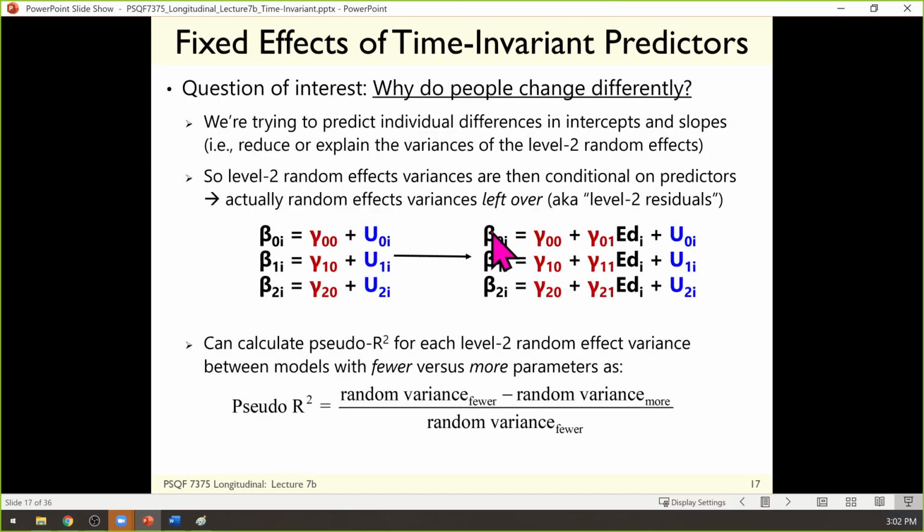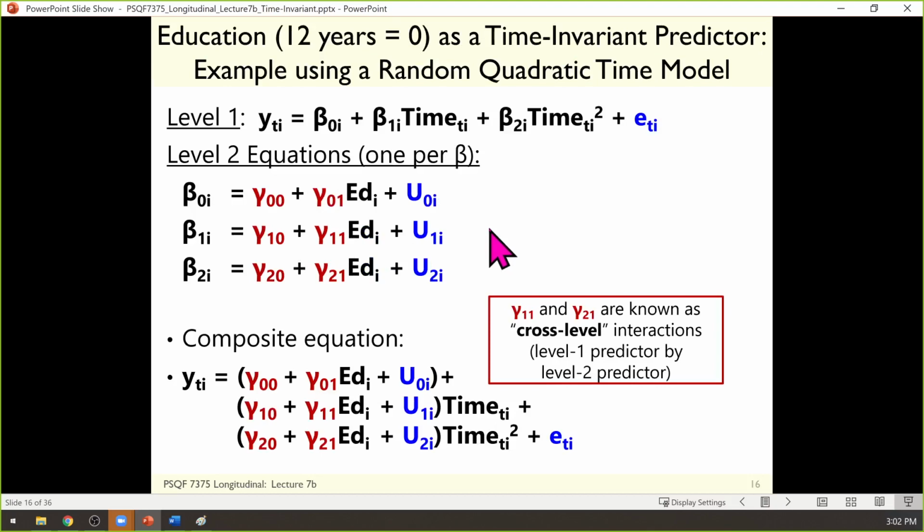Let me back up here. Yeah, here's the combined equation. This is slide 16. Yeah, if there's no random slope, then all of these fixed effects, the only one that's left is E. So cross-level interactions, if the level 1 predictor that's in the interaction is not random, they explain level 1 residual variance instead.